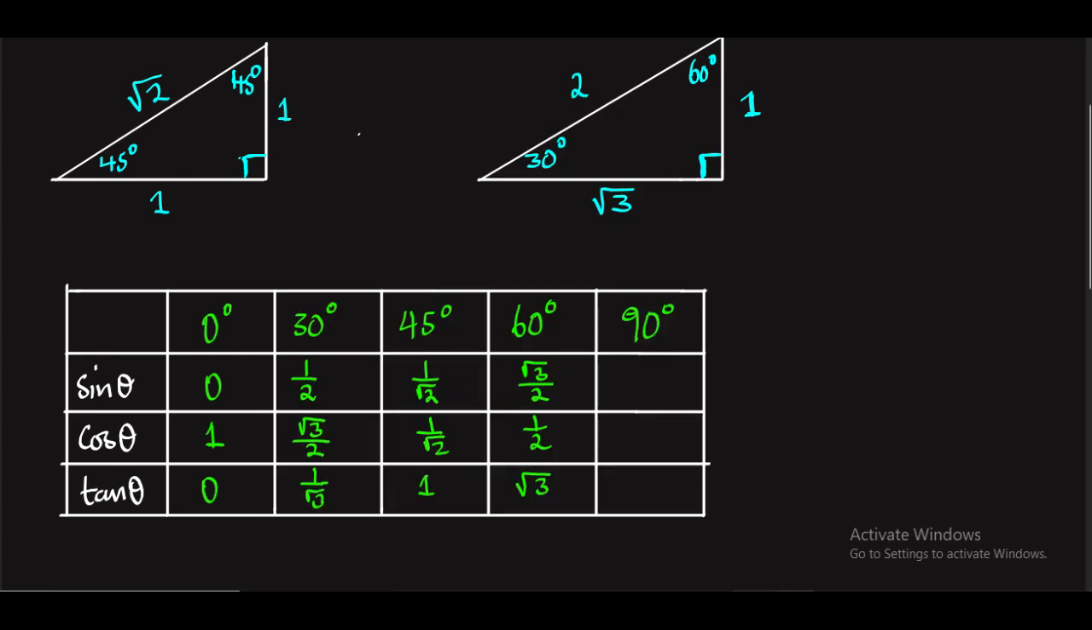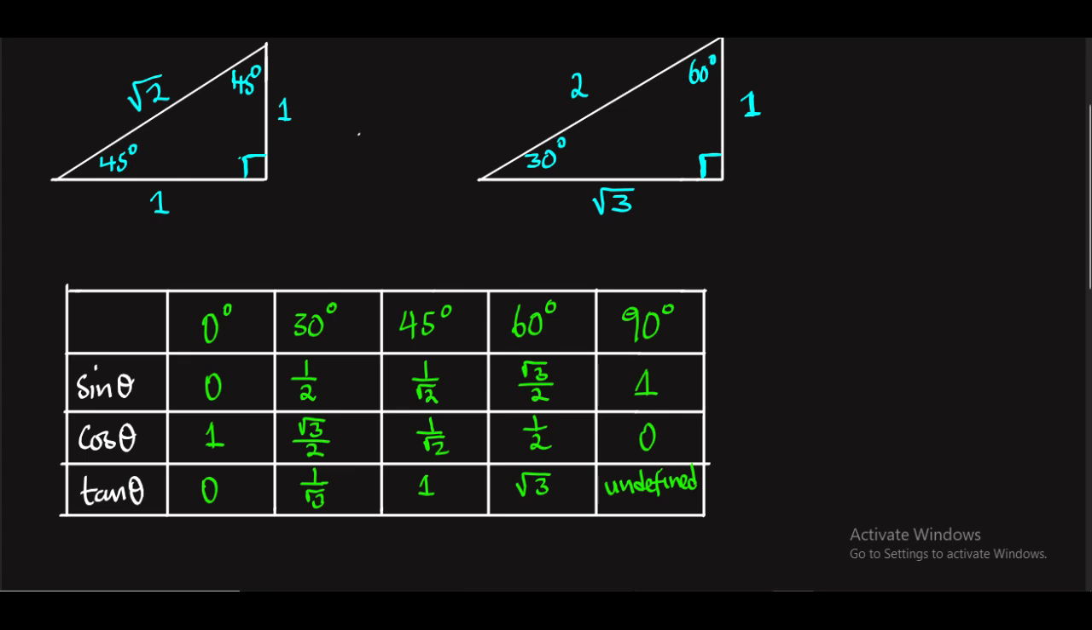Alright, so what about 90 degrees? The sine of 90 degrees is 1. The cos of 90 degrees is 0. And then the tan of 90 degrees is undefined. It is not defined. On your calculator, if you were to do it, it will cause you a math error.